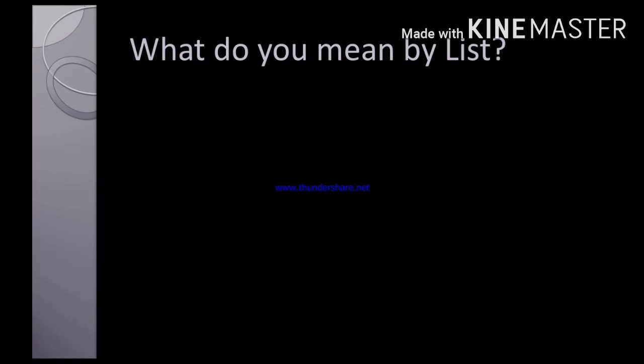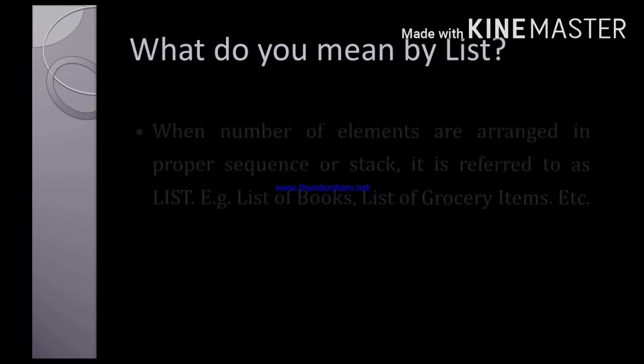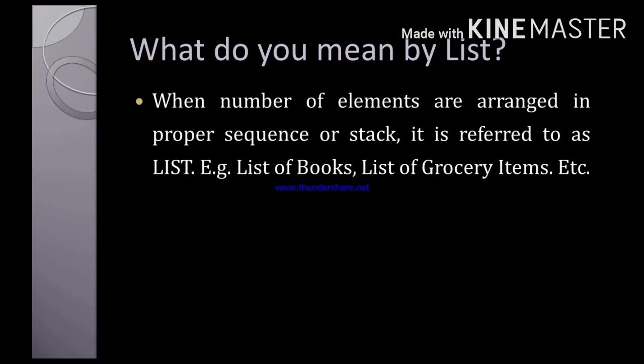What do you mean by a list? When a number of elements are arranged in a proper sequence or a stack, it is referred to as a list. For example, list of books, list of grocery items, etc.